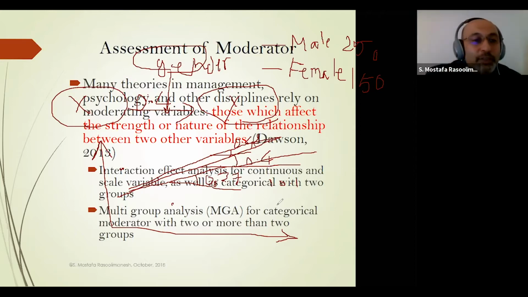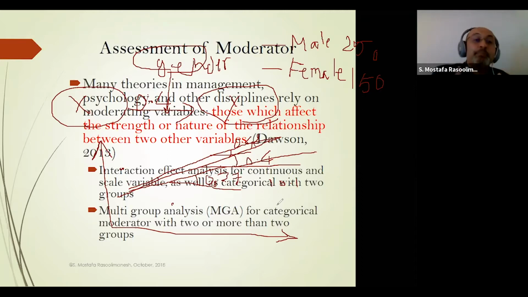So what's the moderator hypothesis? What's the moderation hypothesis? The moderation hypothesis exactly represents this concept. When we have gender as a moderator, we can say gender moderates the relationship or effect of X to Y. This is one way.